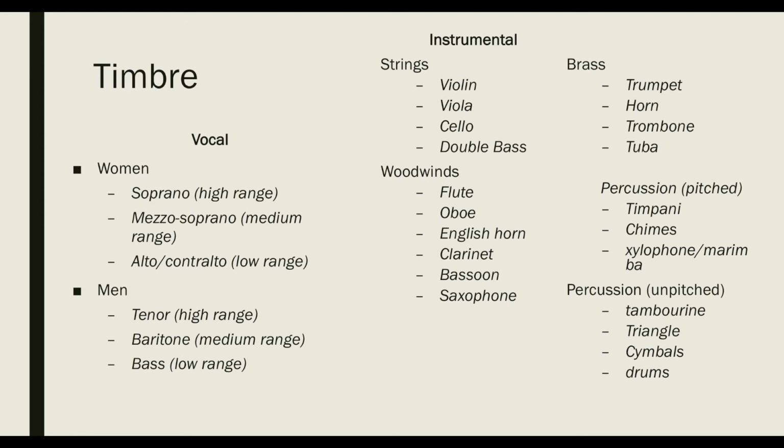If we look at the vocal range, you have women singing the high range soprano, mezzo soprano, the medium range, and alto, contralto, low range. Men, we have high range tenors, and we have low range bass. The string section, violins, violas, cellos, double bass as they go lower. And the woodwinds, flutes, oboes, English horn, clarinet, bassoon, saxophone. Our brass, trumpet, horn, trombone, tuba. And our percussion can be pitched, timpanis, chimes, xylophones, marimbas, or it can be unpitched, like a tambourine, a drum set, or triangles. So that is timbre.